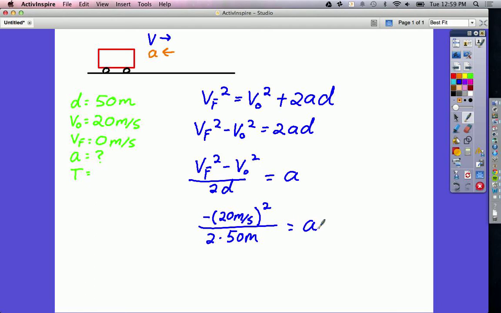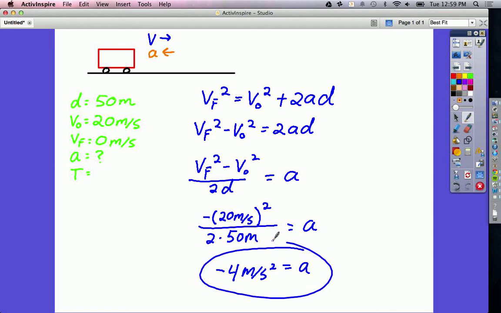That's going to give us acceleration. 20 squared divided by 2 times 50, so that'd be 400 up top. Don't forget the negative. All over 100 gives us negative 4 meters per second squared for acceleration. And the negative is because it's slowing down, going back over to the left.